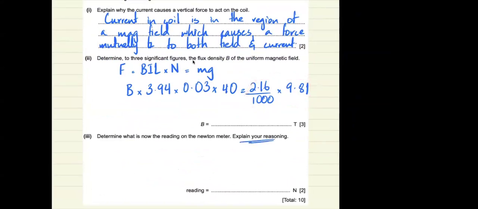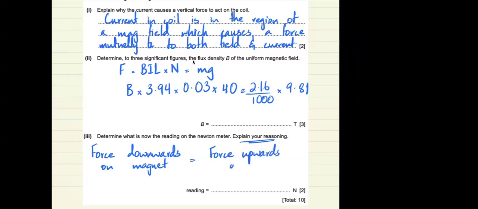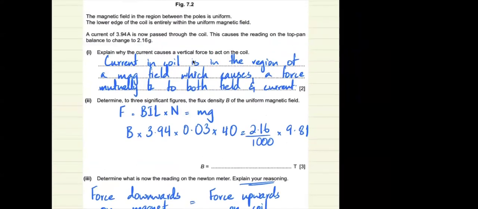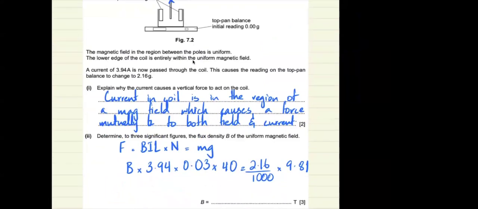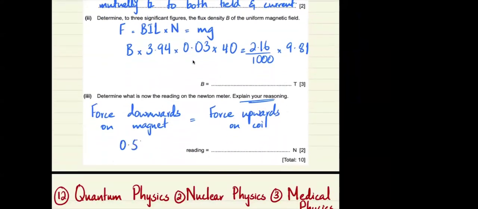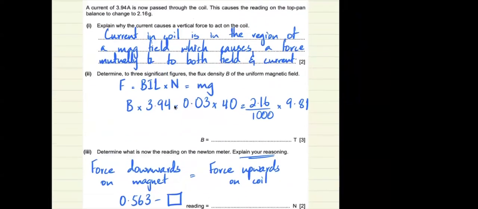So explain your reasoning. The answer would be that force downwards on magnet equals force upwards on coil. Right, so whatever force this is, it would be subtracted from the Newton meter reading. So 0.563 minus whatever that answer is. All right, so that's this then.